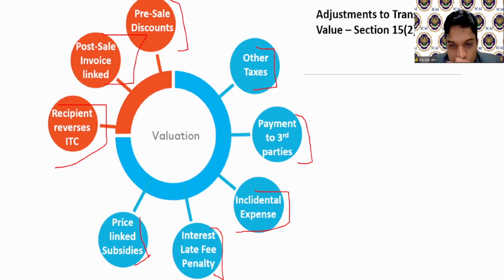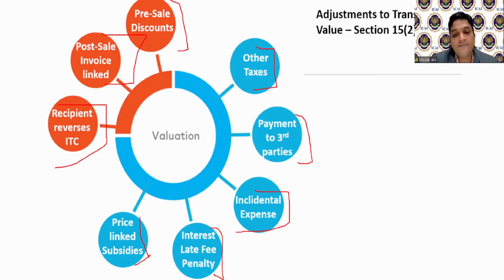Is there a time limit for ITC reversal? Yes. Like how I said that it has to be reversed within September of the subsequent year, when you study ITC, that will again get clarified. It has to be reversed by the September return of the subsequent year. So debit and credit note both will be raised by the supplier, but debit note is to increase the value of supply and credit note is to reduce the value of supply.